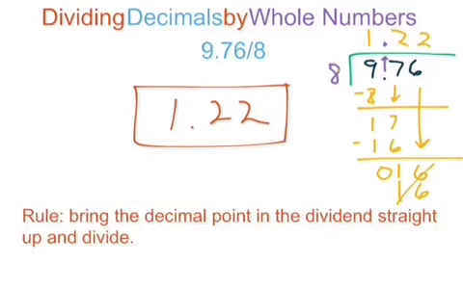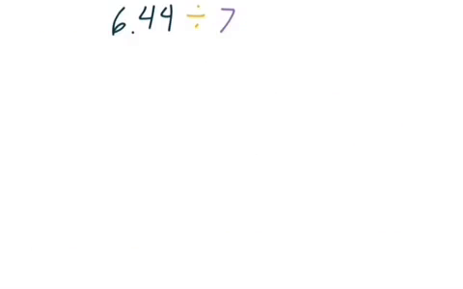If I didn't bring my decimal in, it'd be 122, which is certainly not the same as 1 and 22 hundredths. So that decimal point is very important. Make sure you bring it straight up and then divide. Try this example here on your own. You can pause the video, see how you do, and then unpause it to see if you did it right. Go ahead.